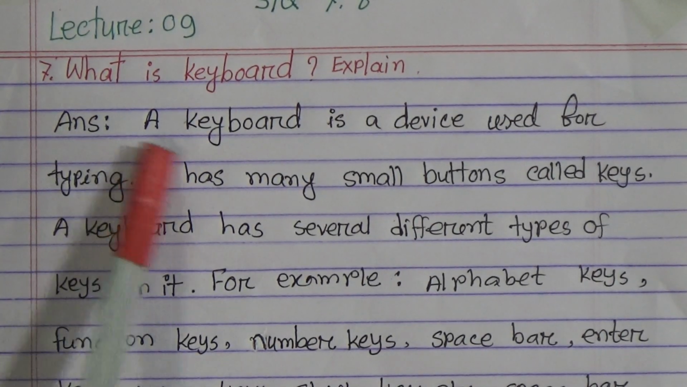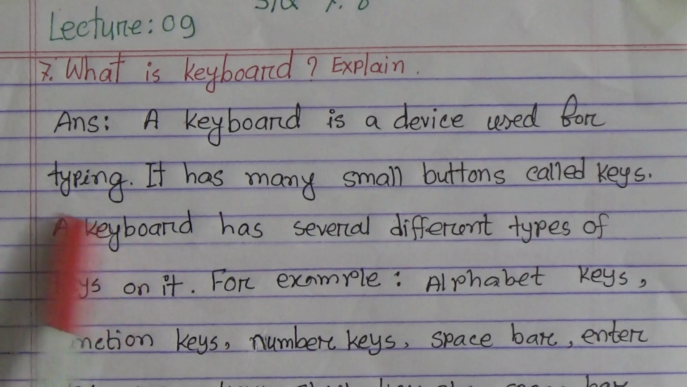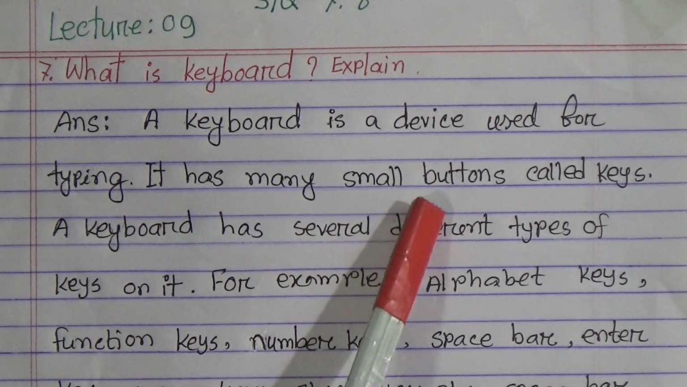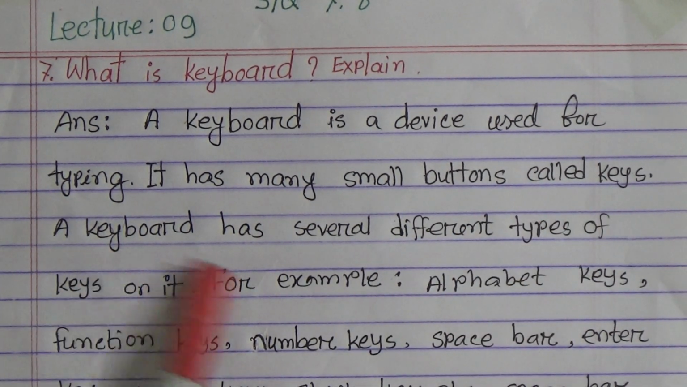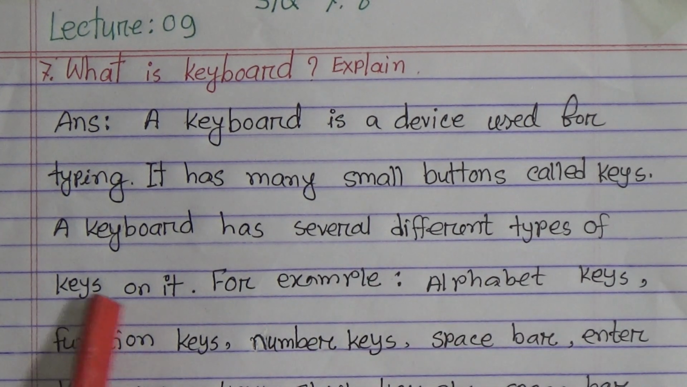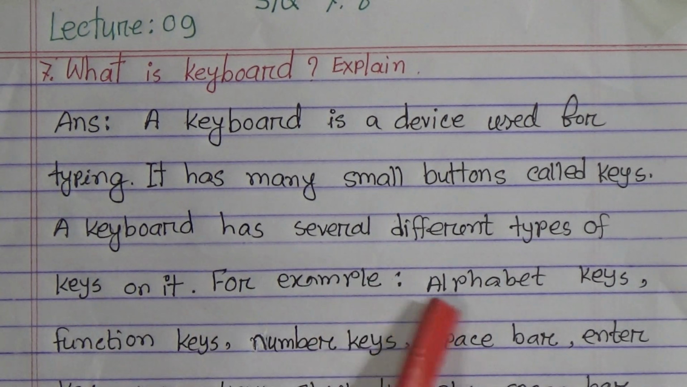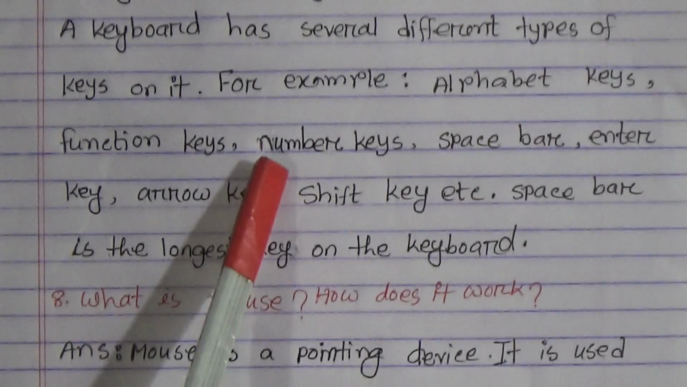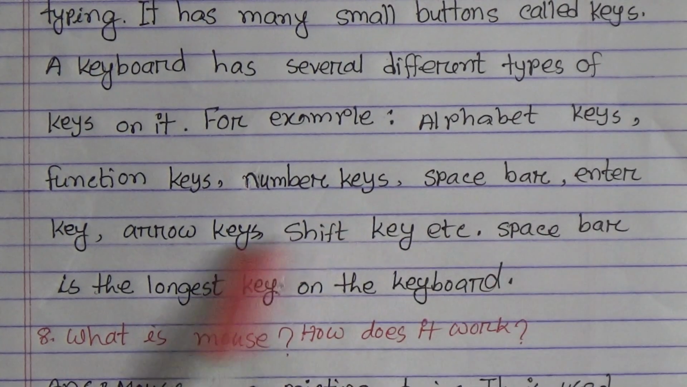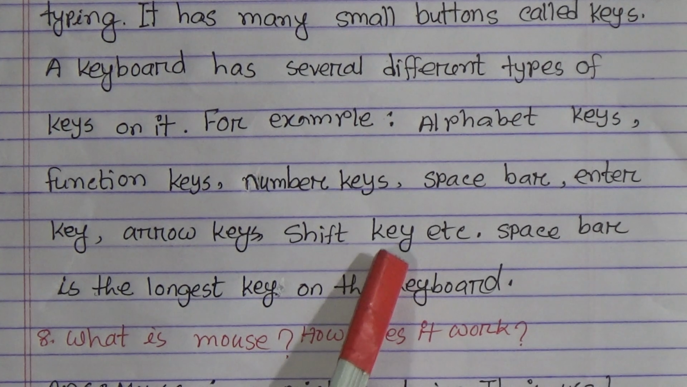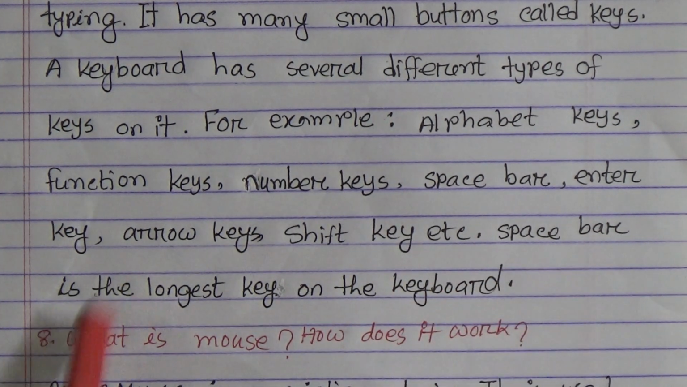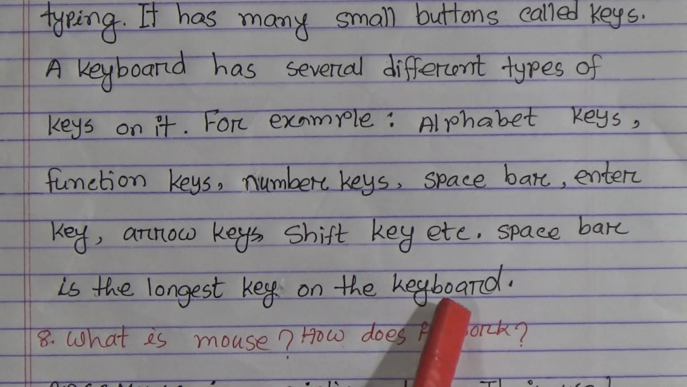I repeat this answer again. A keyboard is a device used for typing. It has many small buttons called keys. A keyboard has several different types of keys on it. For example, alphabet keys, function keys, number keys, space bar, enter key, arrow keys, shift key, etc. Space bar is the longest key on the keyboard.